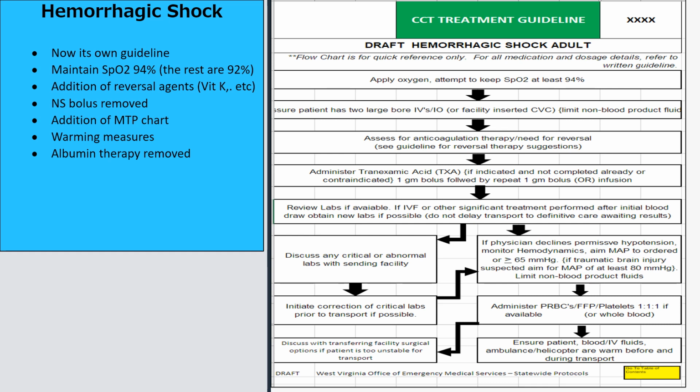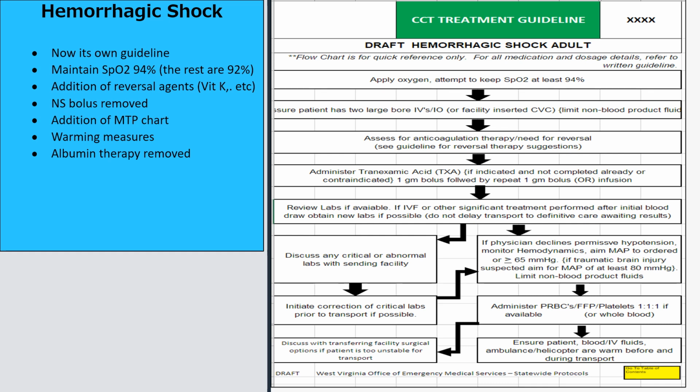Limit non-blood product fluids. Administer packed red blood cells, fresh frozen plasma, platelets in a 1:1:1 if available, or whole blood. Ensure that the patient's blood and IV fluids in the ambulance or helicopter are warm before and during transport.